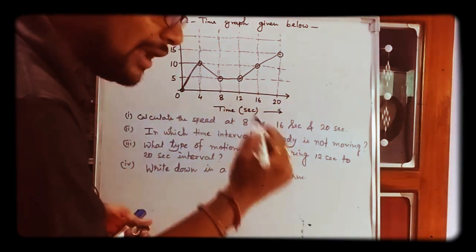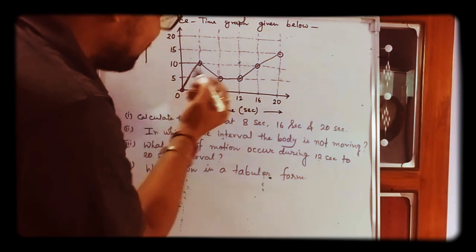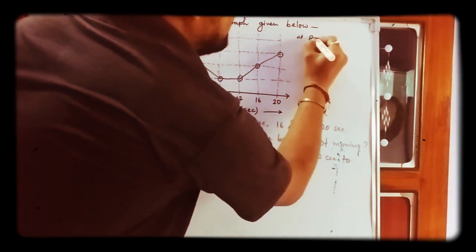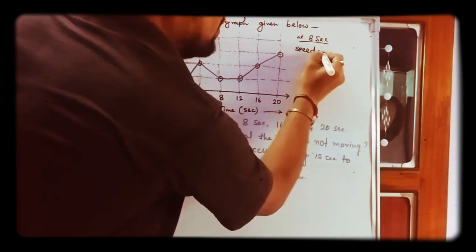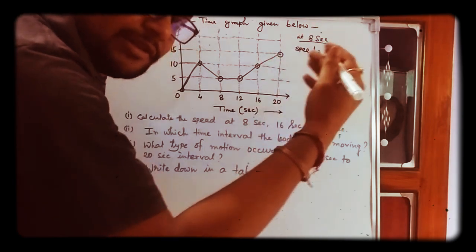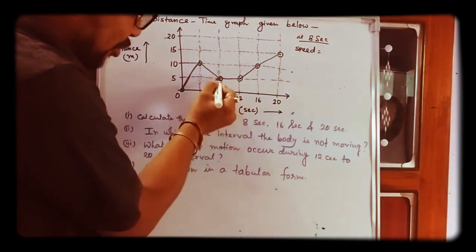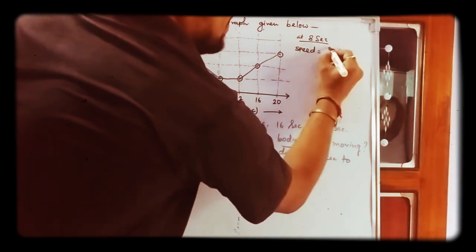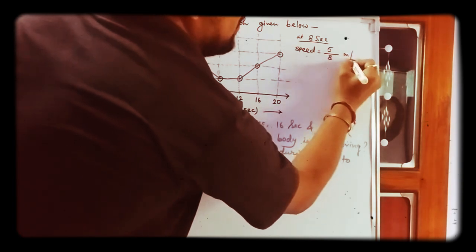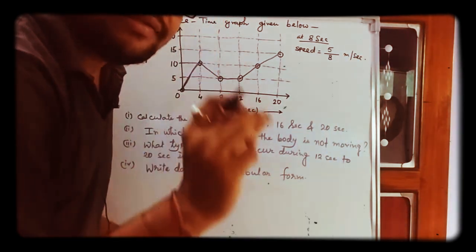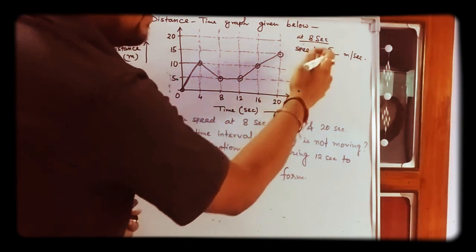Speed means distance by time. First, calculate the distance traveled at 8 seconds. This is the point, so the distance traveled is 5. Speed means distance by time, so here the distance at 8 seconds is 5 meters. Just see, this is the point and this is called 5. So the distance is 5 meters and the time taken is 8, so the speed is 5 by 8 meters per second. Very easy and interesting also. So first, at 8 seconds, this is the speed.